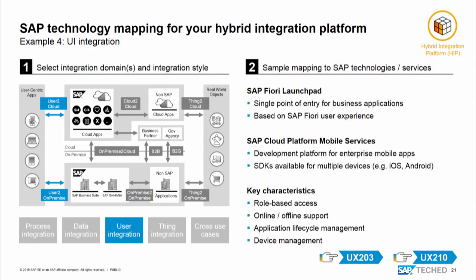Then if we move forward to the user-centric integration, so typical patterns here are UI integration. If you map this to SAP technologies, the SAP Fiori Launchpad is the central entry point to your applications, where you have a role-based access, and where you also have the SAP Fiori 3 user experience covered in there. Another pattern, it's a mobile integration pattern, where we also have a mobile service on the SAP Cloud Platform. So this is your development platform for enterprise mobile apps, where you also get SDKs for Android, for iOS that you can use here. Also supporting online, offline support, and taking care about application lifecycle management, device management in this area.